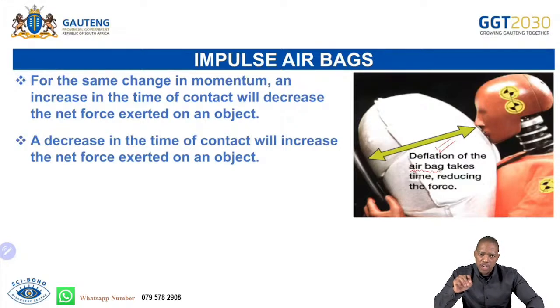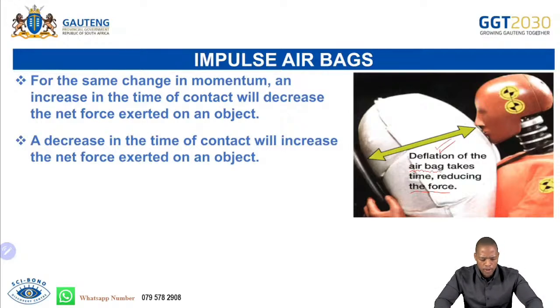So what is it actually doing when it deflates? What it is doing is increasing the time for you to come to a stop. So the time that you take to come to a stop increases as the airbag is deflating. So the deflation of the airbag helps us by increasing the time of contact. So it takes time for you to come to a stop, and this reduces the force. These are questions that would be asked in your exam, grade 12, where you'll be expected to answer these questions.